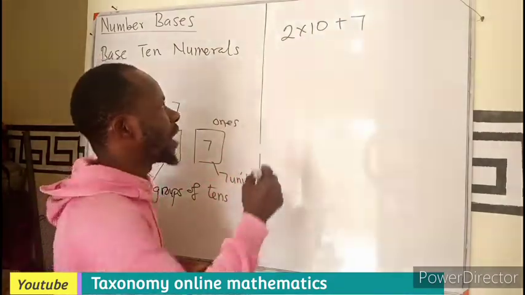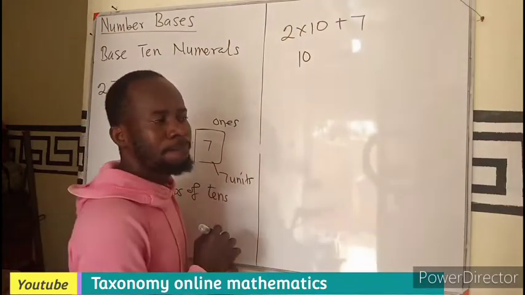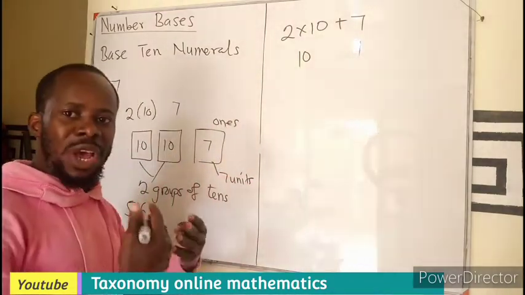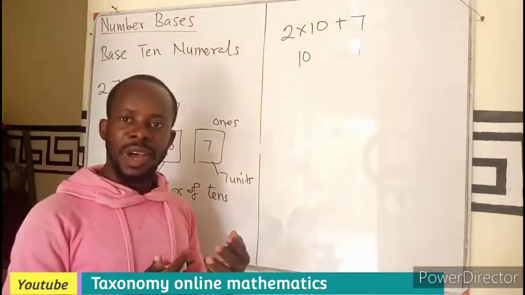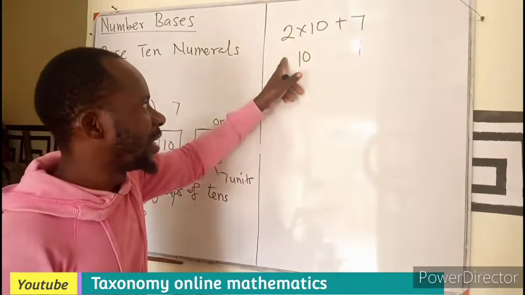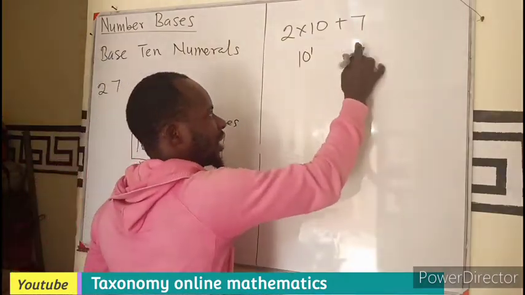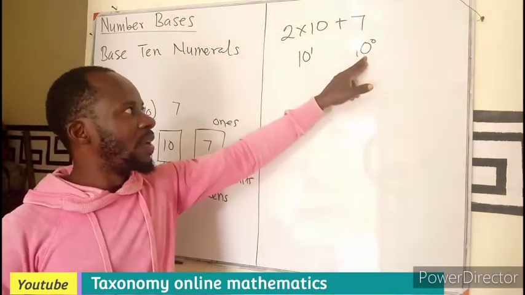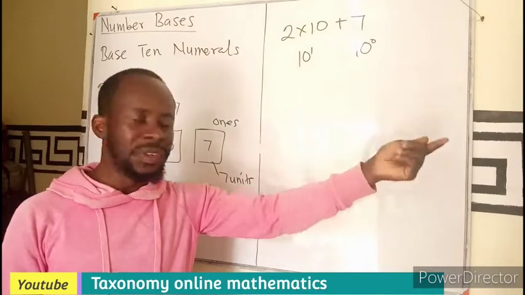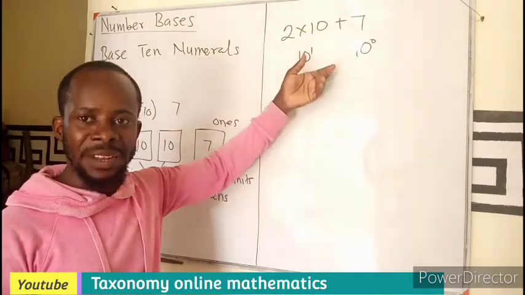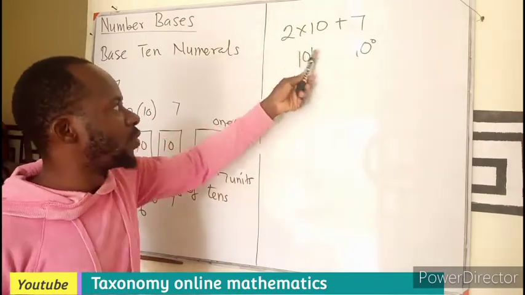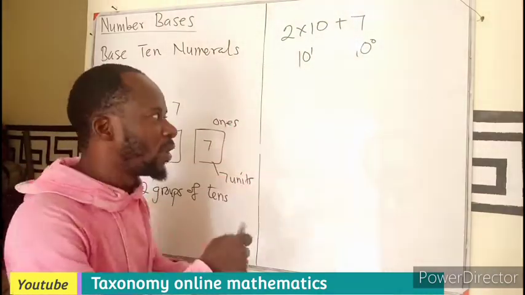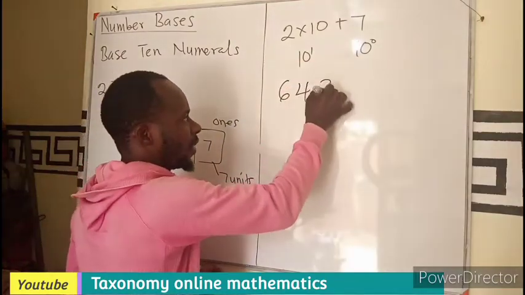So I can write this to be 10, then I have what? Ones. But in trying to borrow the idea of indices, I can say that this can be 10 raised to the power 1 and this can be 10 raised to the power what? 0. 10 raised to the power 0 gives us 1, as we know the 1 as a unit. 10 raised to the power 1 gives us what? 10. So the place value here is going to be 10 and this is going to be ones. What if I have 6, 4, 3?